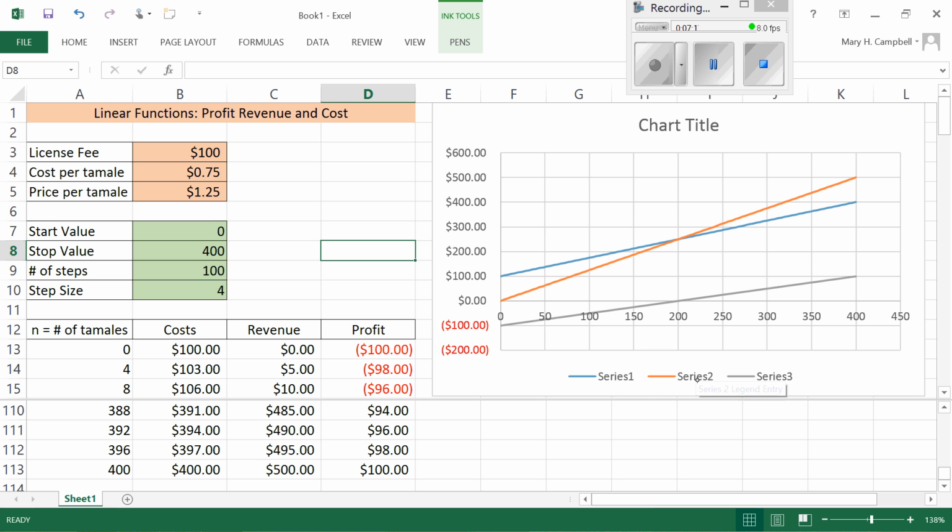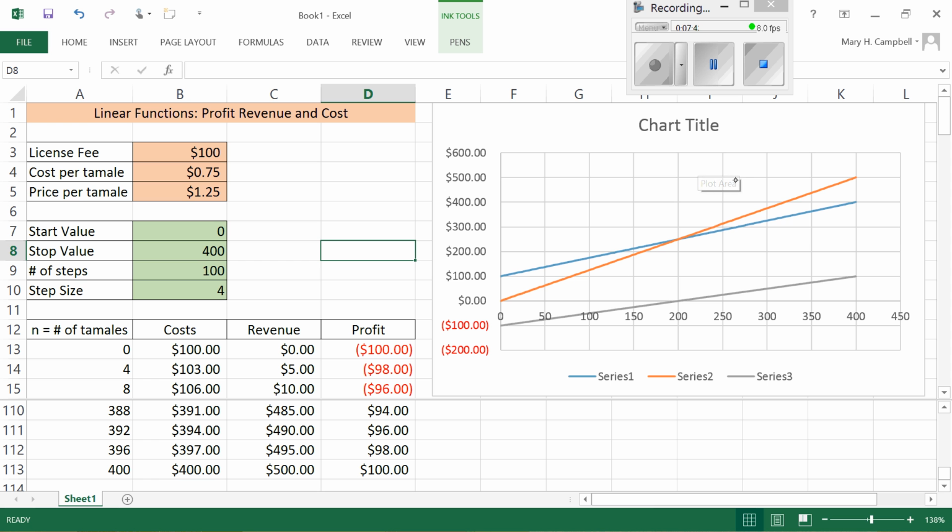And then at series 2, the red line, at 0 tamales, I'm making no money. My revenue is also 0. So the red line is going to be revenue because it goes through 0, 0. And then the gray line here is going to be my profit equation because I know at 0 tamales, I'm losing money because of that operating fee. So I'm losing $100 a month if I'm not making any tamales.